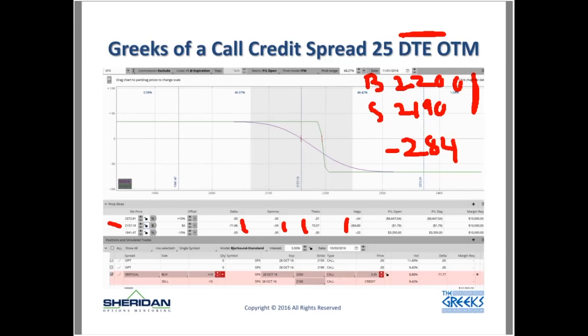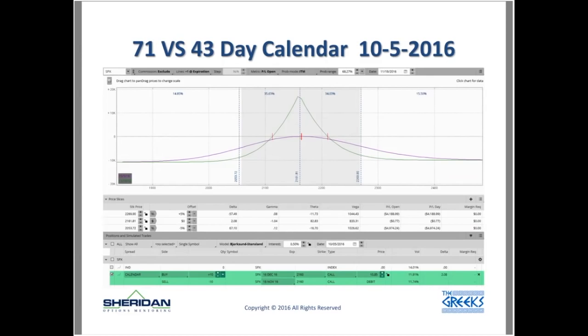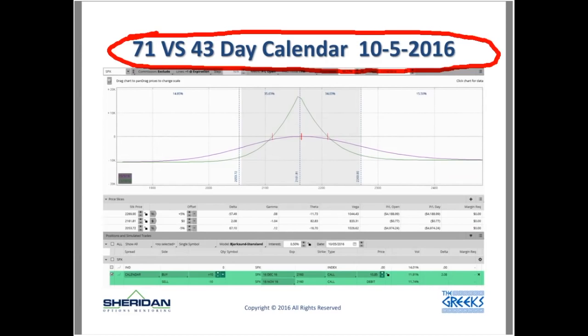Something to think about. Now, here's a 71 versus 43-day calendar. I looked at this October 5th. And here's one of the problems for people doing longer-term calendars. We're buying our long option 71 days out. We're selling our short option 43 days out. So I'll call this a 43-day calendar. I say a 43-day calendar based on how many days to expiration the shorts have.